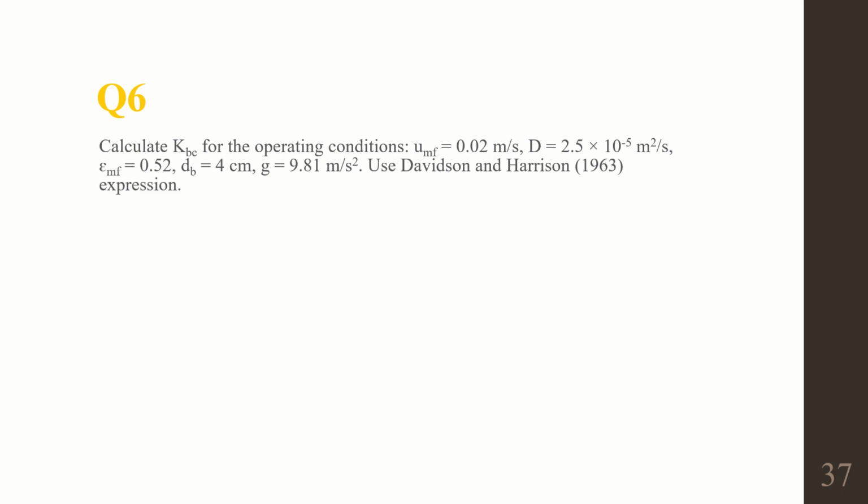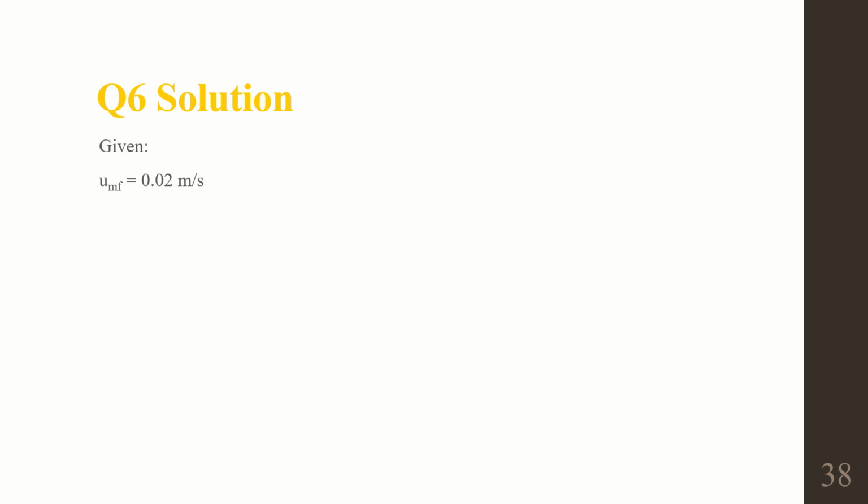In question 6, it is asked to calculate KBC for the operating conditions. This is from the last week problem. UMF is given as 0.02 meter per second and D is 2.5 into 10 power minus 5 meter square per second. Epsilon MF is 0.52 and the diameter of the bubble is 4 centimeter and g is 9.81 meter per second square. Use the Davidson and Harrison 1963 expression. Option A, KBC is 5.14 per second. Option B, it is 15.24 per second. Option C, it is 10.55 per second. Option D, it is 12.14 per second. So we'll just see the question 6 solution.